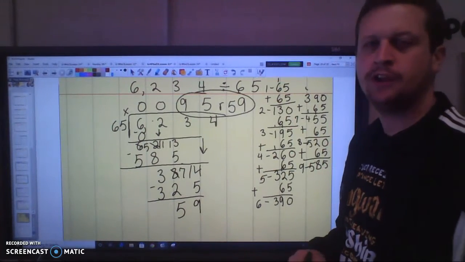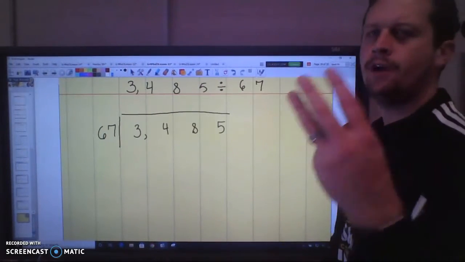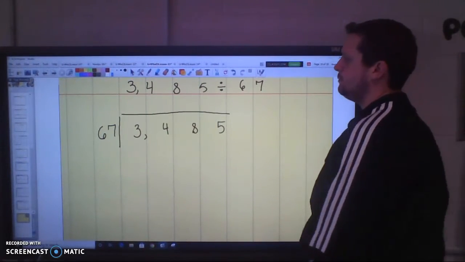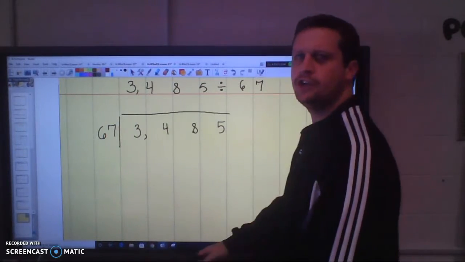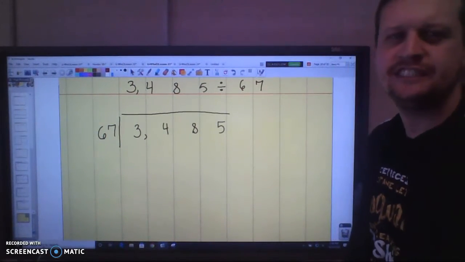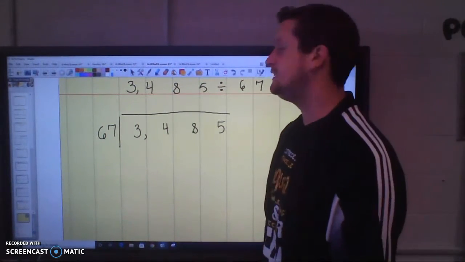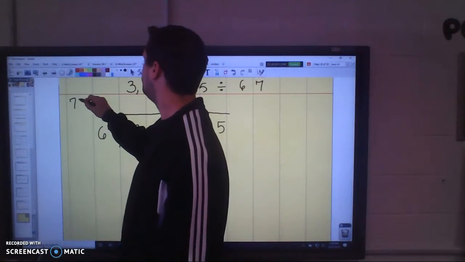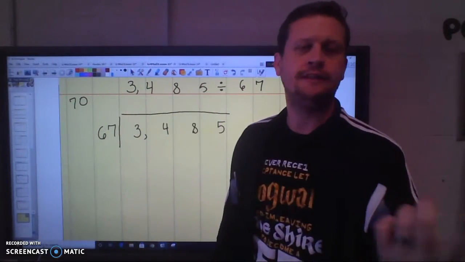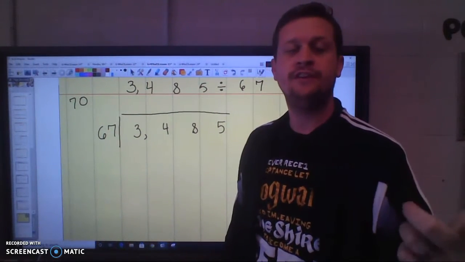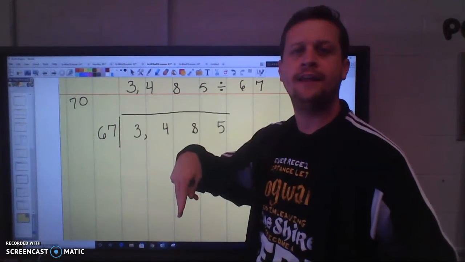This next one I'm going to go back to rounding first. All right, here's problem number 3, going back to rounding my divisor. So I'm going to round 67. 67 is going to round to 70. So I'm going to do my multiples of 70, which means I'm really just doing my multiples of 7 and then adding the zeros back on at the end.